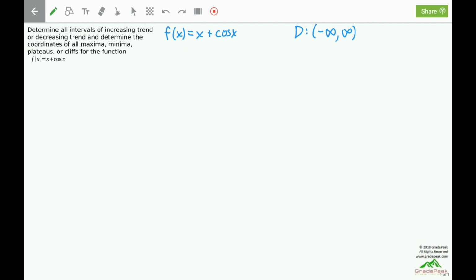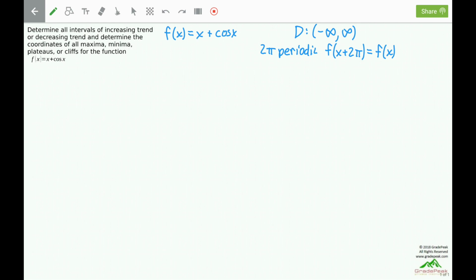Trig functions have a tendency to have an infinite number of intervals of increasing trend or decreasing trend, as well as an infinite number of maxima, minima, or plateaus throughout their entire domain. But nicely, cosine x is 2 pi periodic, which means that it repeats itself every 2 pi radians. Another way to write this is f of x plus 2 pi equals f of x.